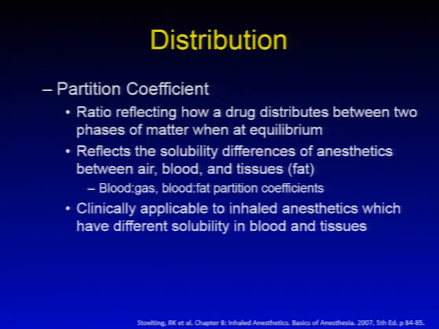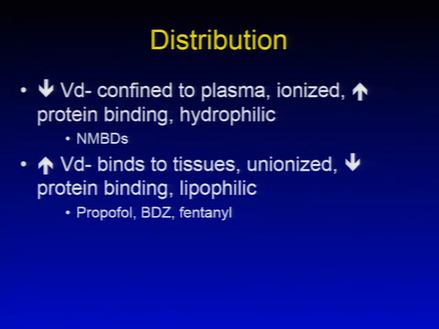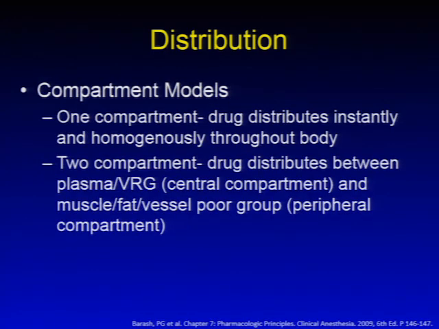mostly comprised of fat. So to summarize, drugs with low volumes of distribution are often characterized as ionized, with high levels of protein binding, and are hydrophilic. These drugs are oftentimes confined to the plasma, and a good example of this are our neuromuscular blocking drugs. Drugs with higher volumes of distribution are unionized, have lower levels of protein binding, and are lipophilic. These drugs are able to leave the plasma and bind to tissues at their site of effect. Examples are propofol, benzodiazepines, and fentanyl.